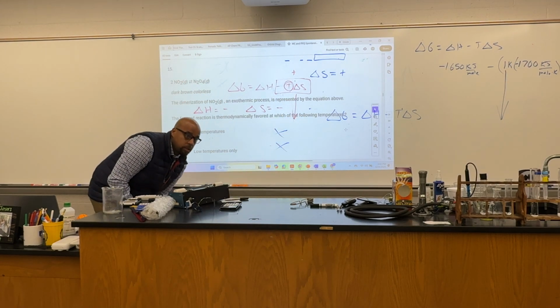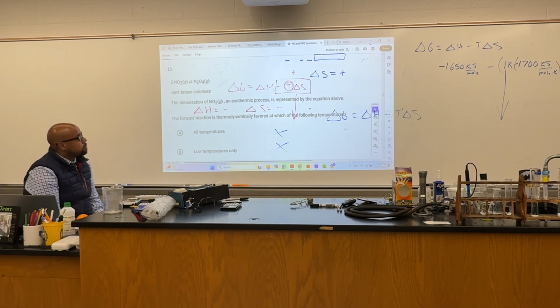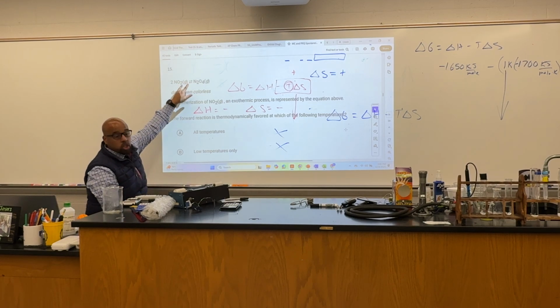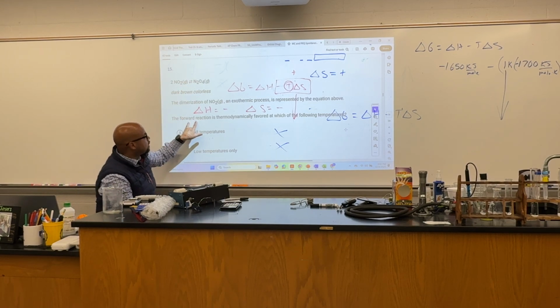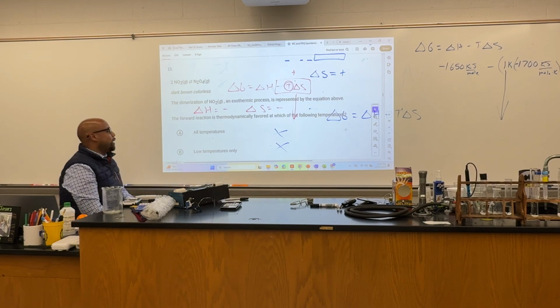Yes? I know this is an equilibrium, so wouldn't it be going both ways? And we're applying this to only the... Okay, I understand what you're saying, because technically they are showing that equilibrium here. But they're saying it's thermodynamically favorable under, in this case, what they got? I know exactly what you're saying.